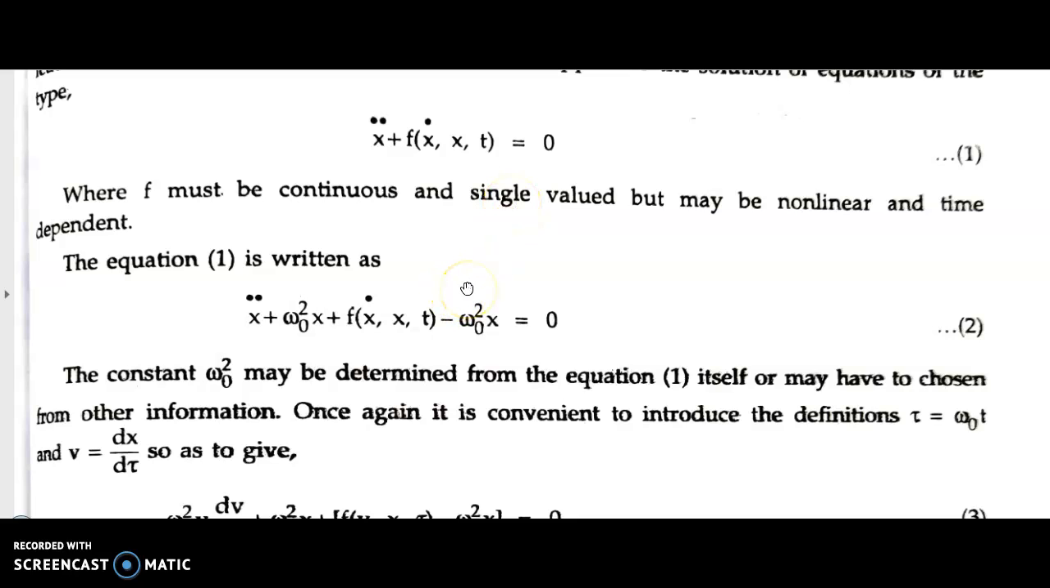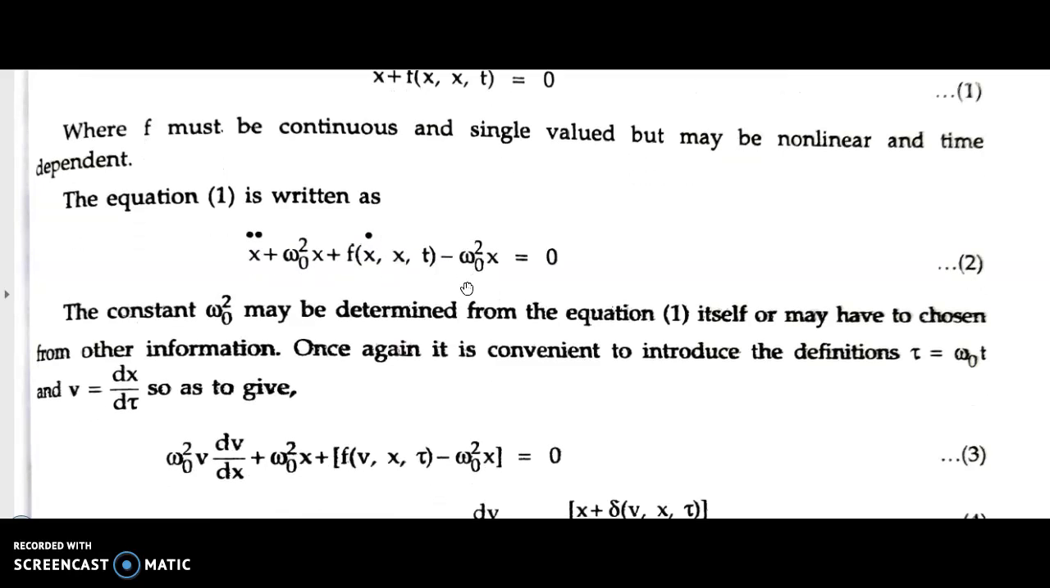For a convenient solution, instead of t we use tau, where tau equals omega naught t. And x dot, which is dx by dt, we put as a v term. You know that if displacement is x, differentiation of that, the rate of change of displacement, is velocity, and differentiation of velocity is acceleration. So I am taking v equal to dx by dt, where t means tau here.